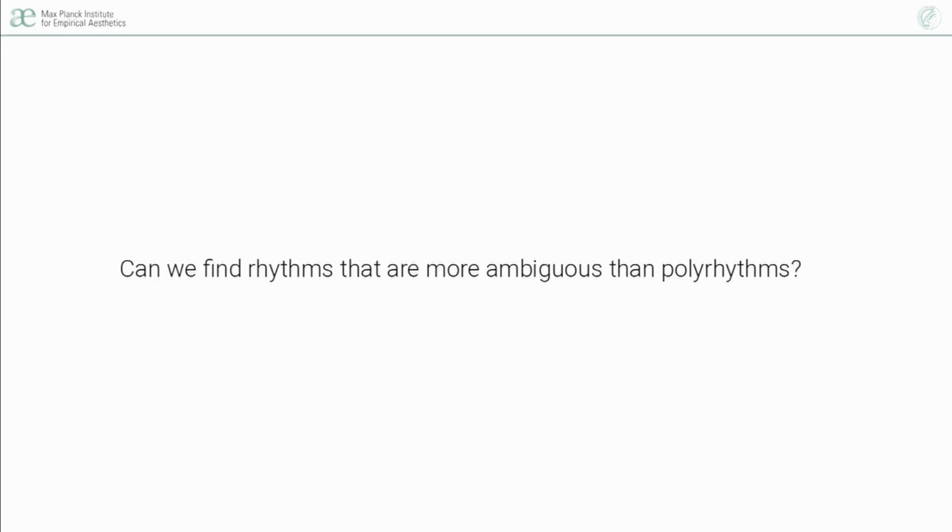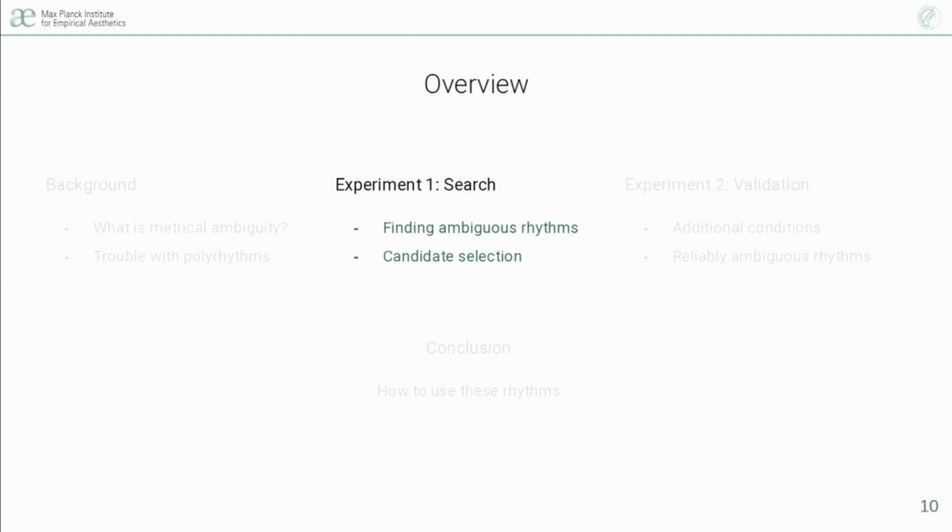The issue I'm trying to address is, can we find rhythms that are more ambiguous than polyrhythms? And the way we do this, so first we do a very breadth-first search. We define a search space. So in this case, we use all of the unique 12-unit cyclical rhythms.